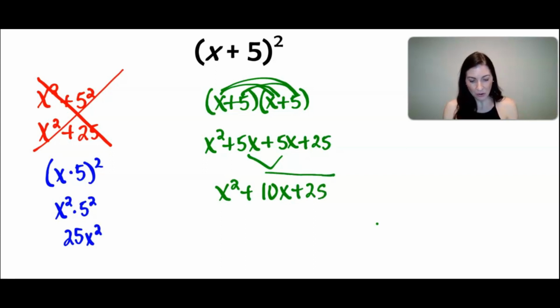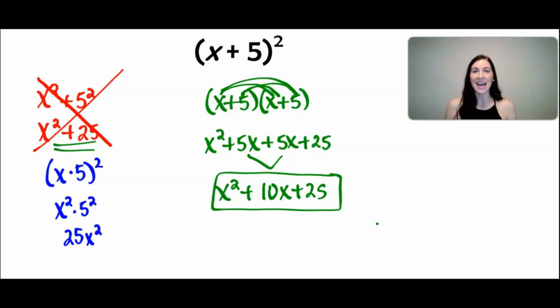Notice doing it the correct way, we get this middle term of 10x, where when you do it the incorrect way, we just get x squared plus 25, and we're missing out on that very important middle term of 10x. Again, this is the most common error I see in algebra, so let's make sure to learn from it and not make this very common mistake.